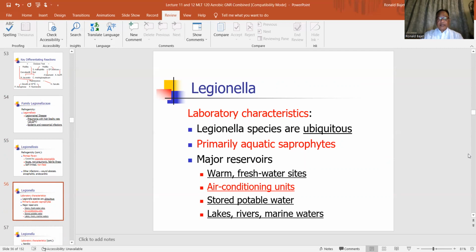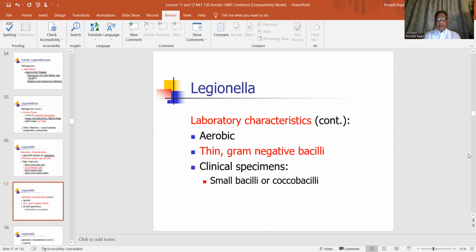Okay, characteristics: it's ubiquitous, meaning that it can be found all around us. Primary aquatic saprophytes, air conditioning units. So the major reservoirs for Legionella could be warm freshwater sites or air conditioning units. Stored potable water, also found in lakes, rivers, and marine waters. Legionella is aerobic, and on the gram stain, it's a thin gram-negative rod. That's why it was difficult to see.